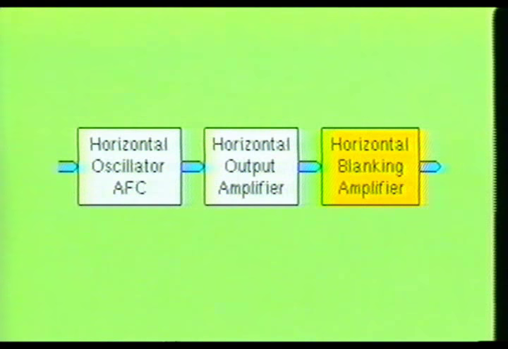The horizontal blanking amplifier stage performs one key function. It is used to turn off the video output amplifier and color amplifier stages during the horizontal retrace interval.